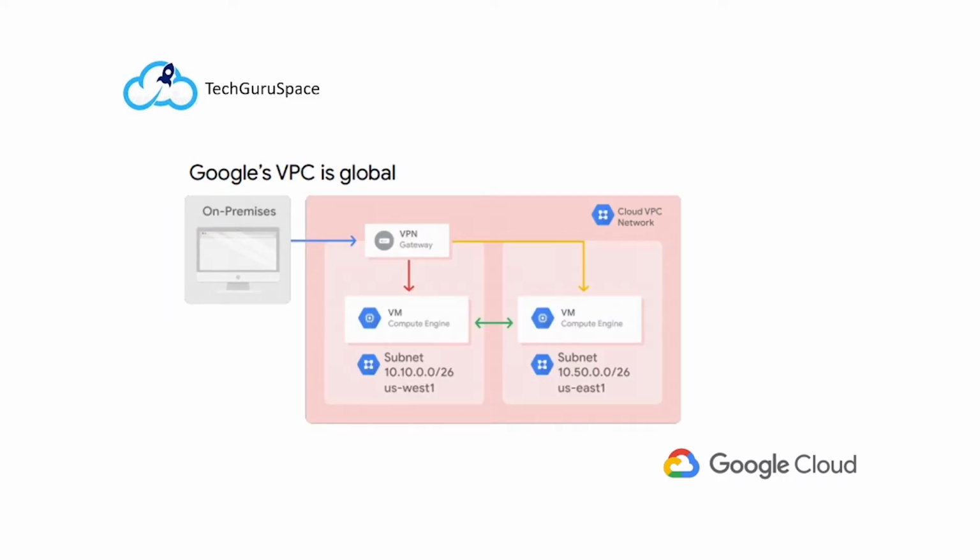So because VM instances within a VPC network can communicate privately on a global scale, a single VPN can securely connect your on-premises network to your Google Cloud network, as shown in this diagram. So even though the two VM instances are in separate regions, which are US West 1 and US East 1, they leverage Google's private network to communicate with each other and to an on-premises network through a VPN gateway. This reduces cost and network management complexities.